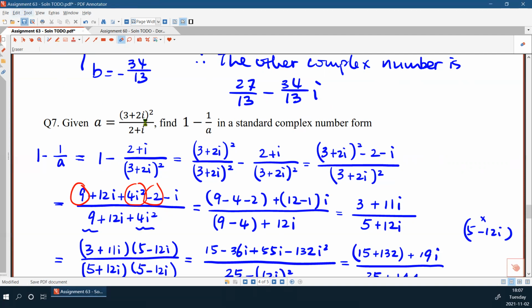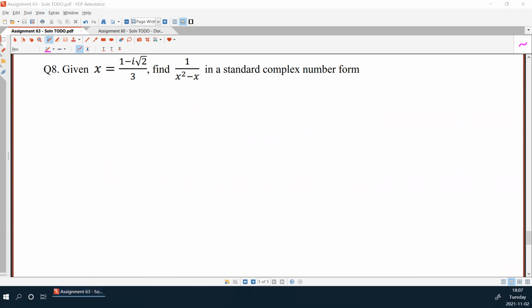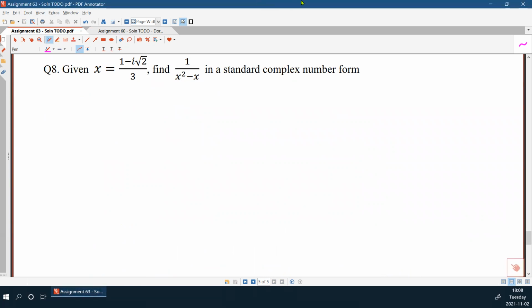Question 8. Okay, so this time we are given the value of x, which is actually a complex number, and then find the reciprocal of x squared minus x in a standard complex number form. Okay, so this time actually there is not an obvious shortcut, so we'll just calculate the expression step by step.